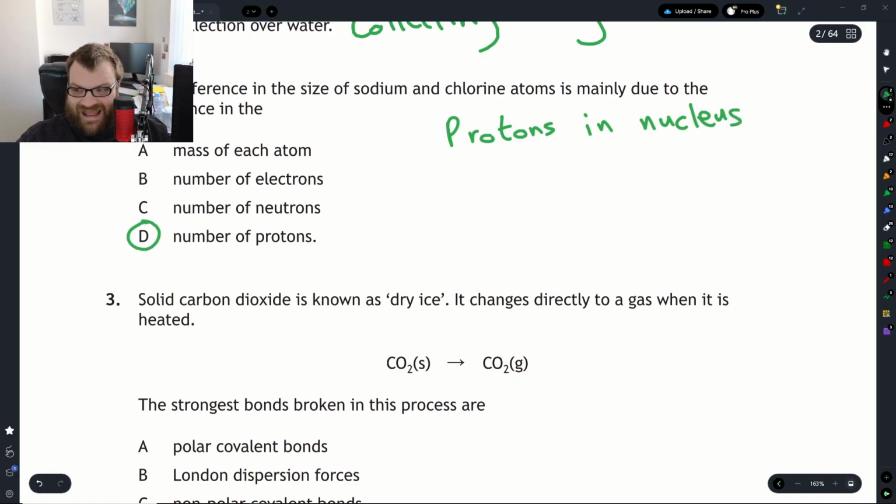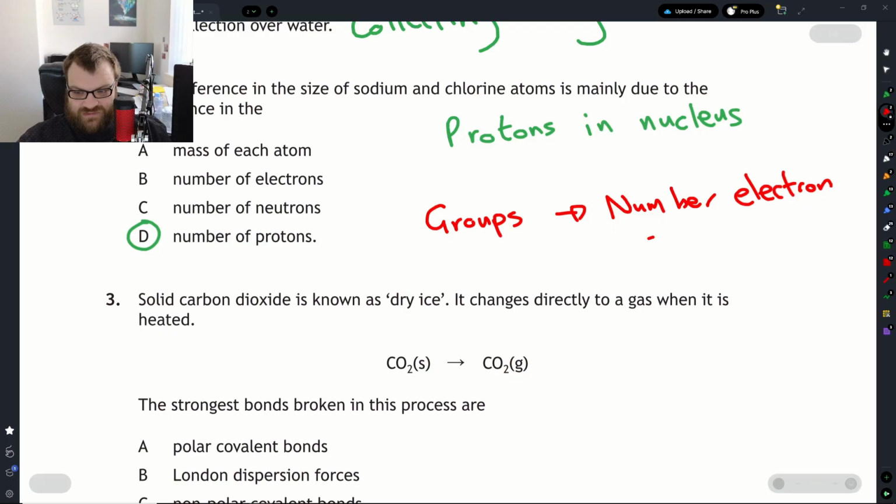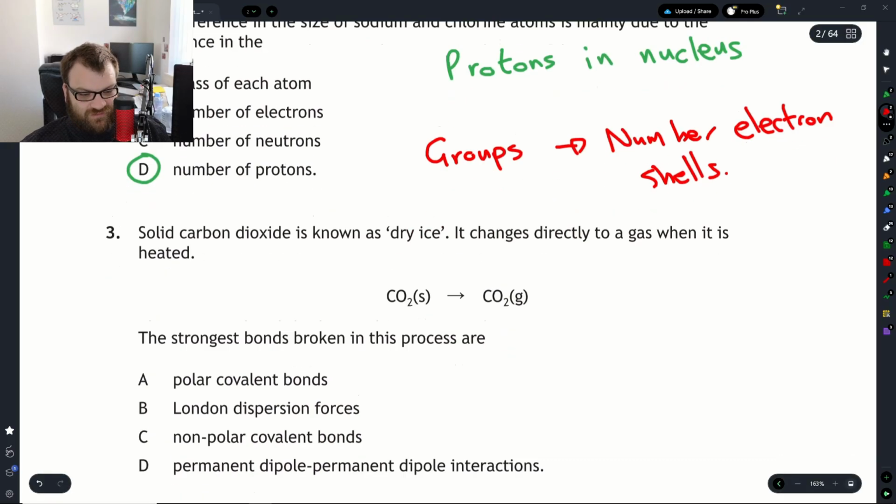That's what we've got. If the question was talking about groups, we want to talk about the number of electron shells or energy levels that atom would have. Not for this question, but that is what we would end up doing.